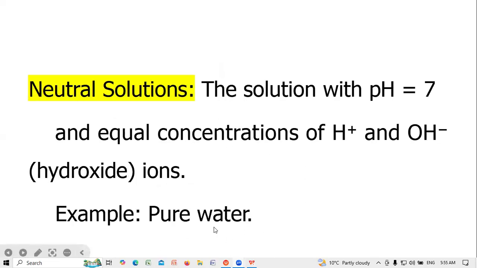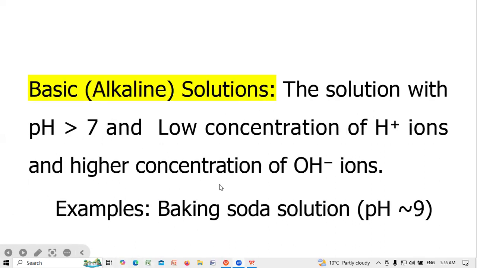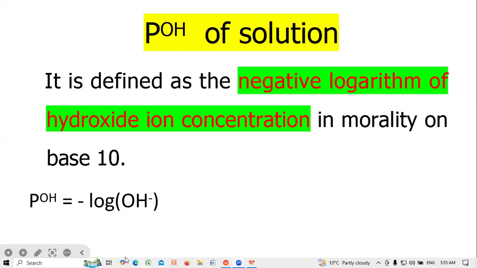Neutral solution: the solution with pH equal to 7 and equal concentrations of hydrogen ion and hydroxide ion. Example, pure water. Basic or alkaline solution: the solution which has a pH greater than 7, a low concentration of hydronium ions and a higher concentration of hydroxide ions. For example, baking soda, pH 9.